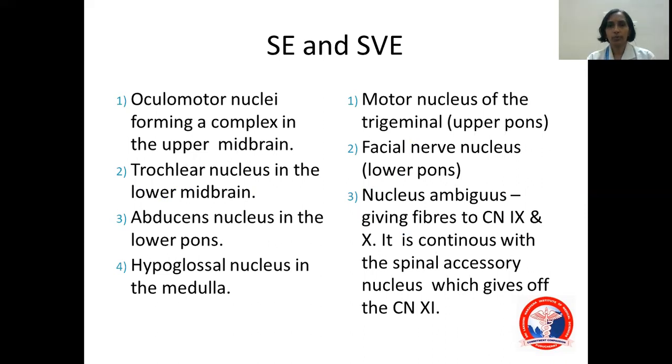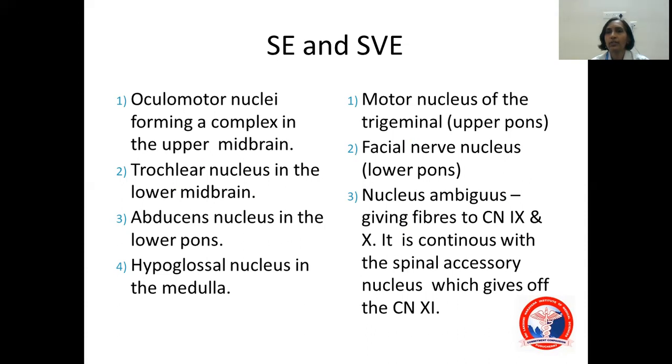The functional component which is medialmost is somatic efferent. This is purely motor, and the nuclei belonging to the somatic efferent component are the oculomotor nucleus in the upper midbrain, trochlear nucleus in the lower midbrain, abducent nucleus in the lower pons, and hypoglossal nucleus in the medulla.